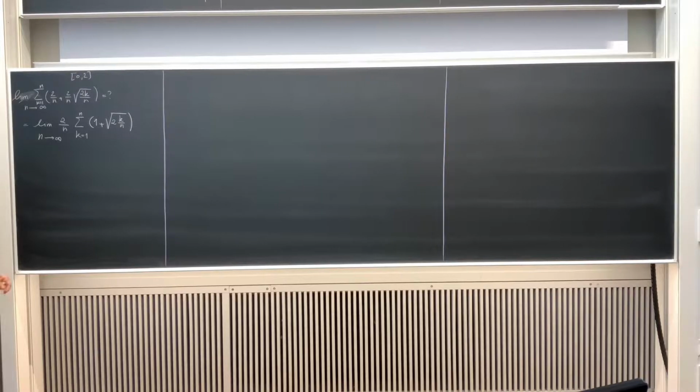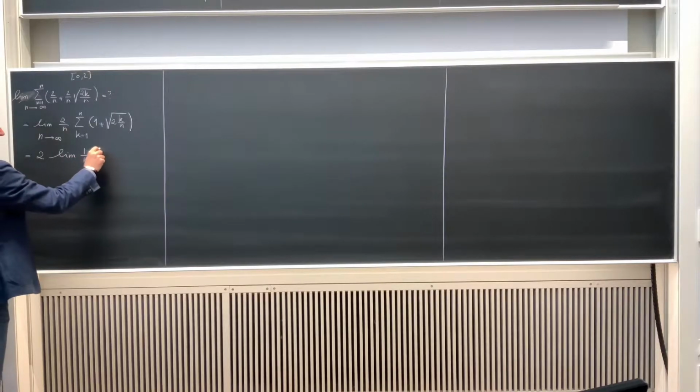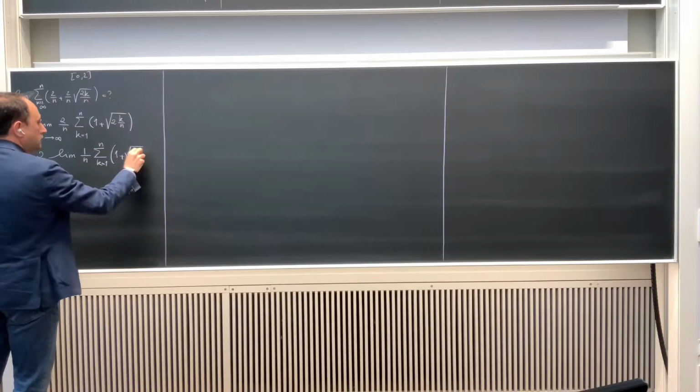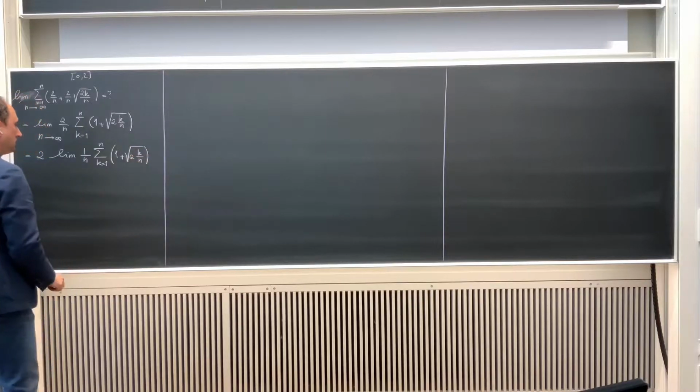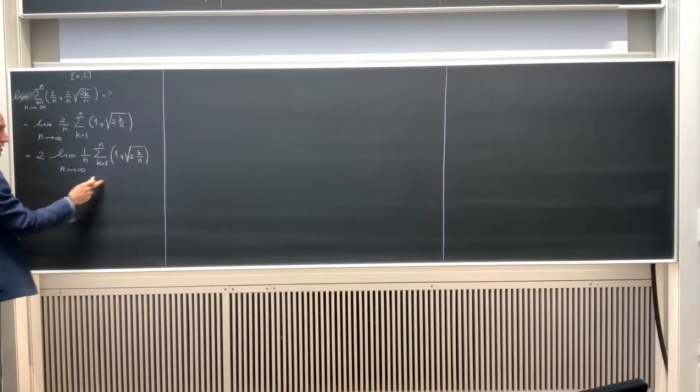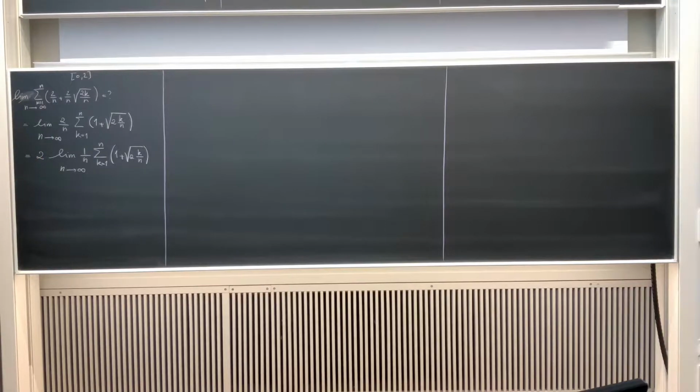But you are making life harder for yourself, because this 2 doesn't make any problem for me. Because 2 is a constant, I can pull it out from the limit as well. So this becomes 2 times the limit of 1 over n sigma, k goes from 1 to n, of 1 plus the square root of 2 times k over n, as n goes to infinity. So this doesn't impose any problems for me. I just need to calculate this limit, and then whatever happens, I multiply it by 2.